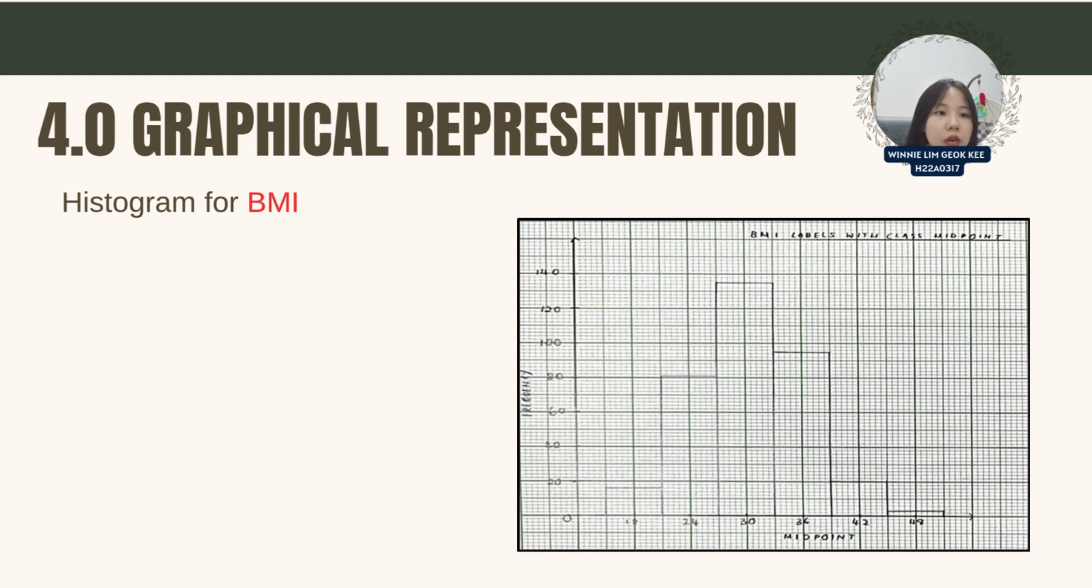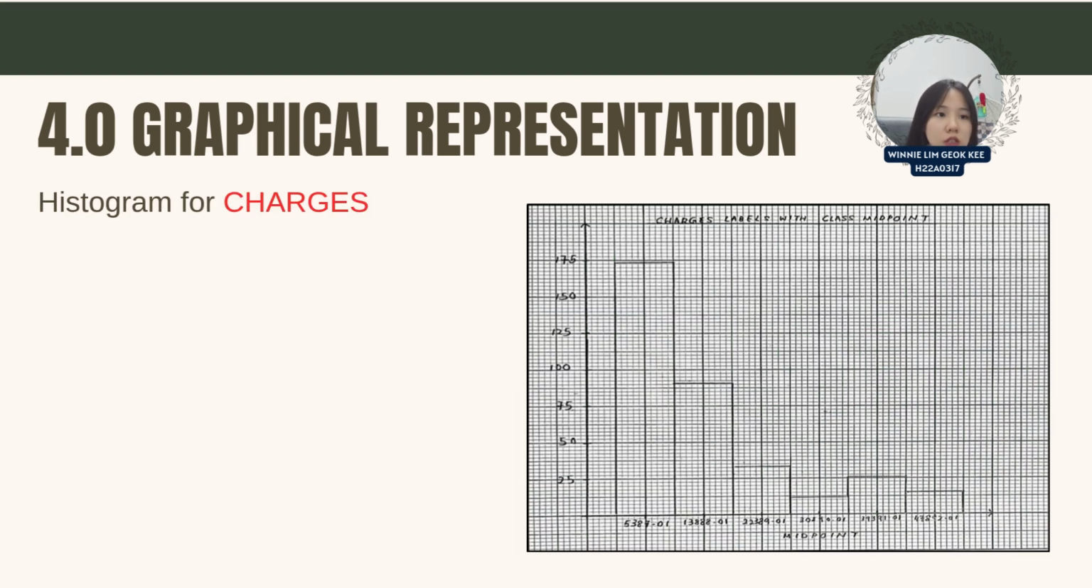Next, histogram for BMI. You can see that the x-axis is labeled with midpoint and the y-axis is labeled with frequency. From the graph, we can see that the highest BMI is at the middle midpoint, where the frequency is 135. Next, histogram for the charge. You can see that the x-axis is labeled with midpoint and the y-axis is labeled with frequency.